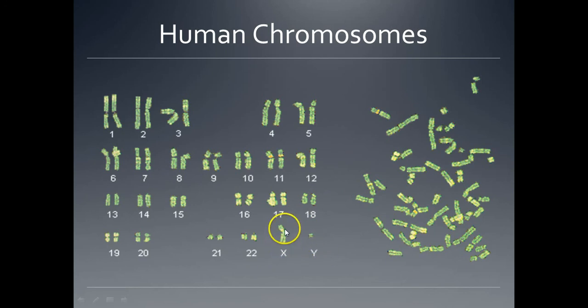The X and the Y control the sex characteristics for males and females. So if you have XY, 1 X chromosome and 1 Y chromosome, then you're male. And if you have 2 X chromosomes, then you're female.